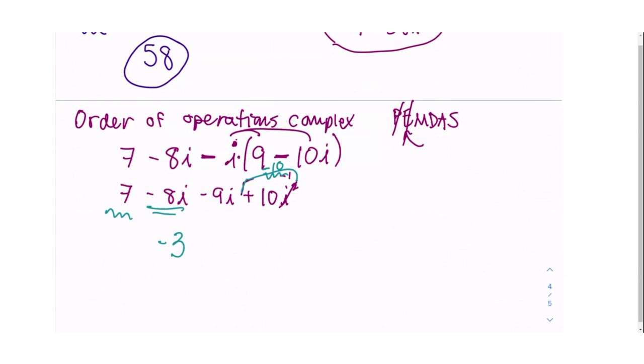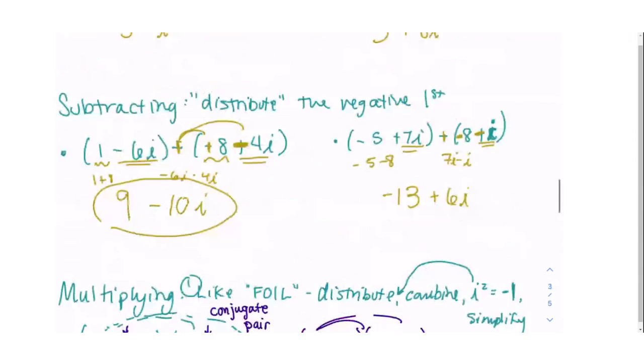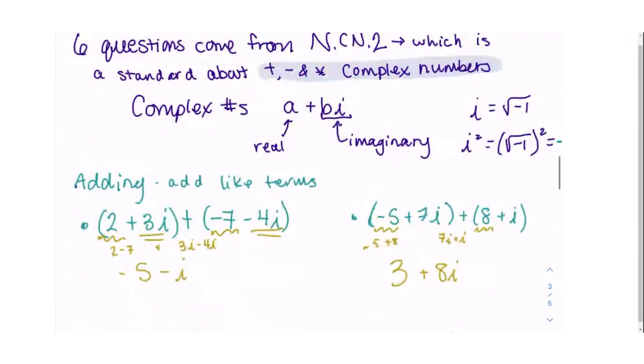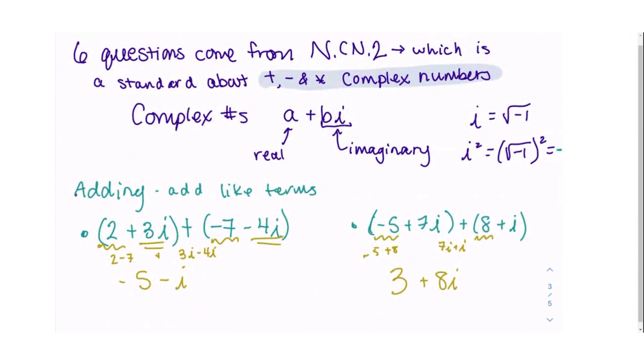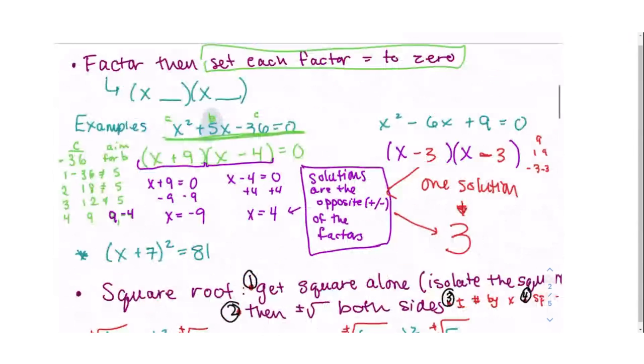And negative 8i subtract 9i is, anybody? What is negative 8i subtract 9i? Nice, so negative 17i. All right, that is it. So that's everything that you're going to need to know for the test. There are 2 standards. Everything that we just did with the i stuff, that is all one standard. That's the N.CN.2. And then the other stuff with all the quadratic stuff is A.REI.4b.